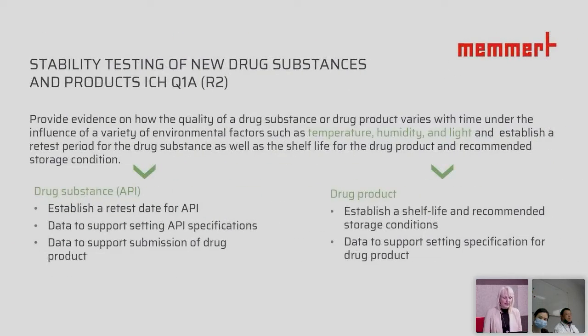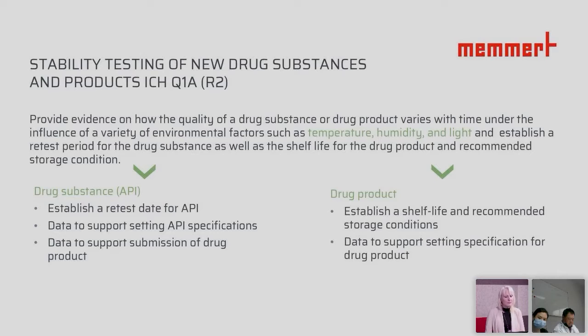In ICH Q1A, the information states: provide evidence on how the quality of a drug substance or a drug product varies with time under the influence of a variety of environmental factors such as temperature, humidity, and light, and establish a retest period for the drug substance as well as the shelf life for the drug product and recommended storage conditions. And here you also see there's a division in regard to drug substance and also the finished product, the drug product.